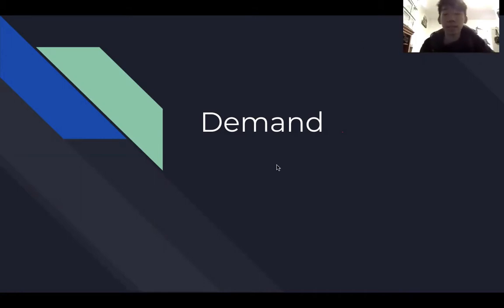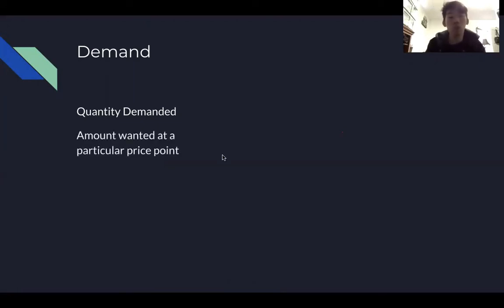All right, let's begin. So first off, let's just talk about what demand is. First off, we have something called quantity demanded. Quantity demanded is the amount wanted at a particular price point. So if I go to the store and the price of a chocolate bar is $2 and I buy two, my quantity demanded at $2 is two.